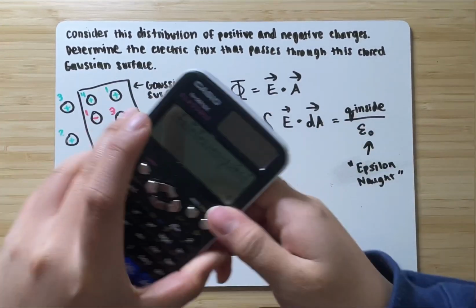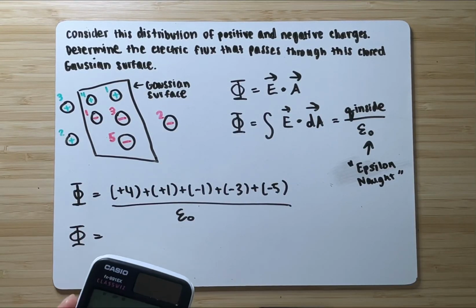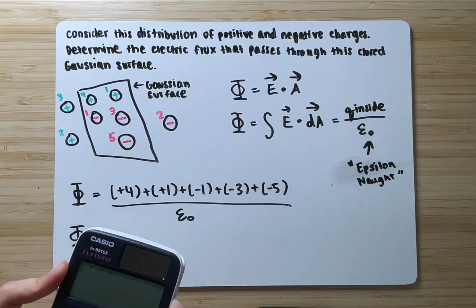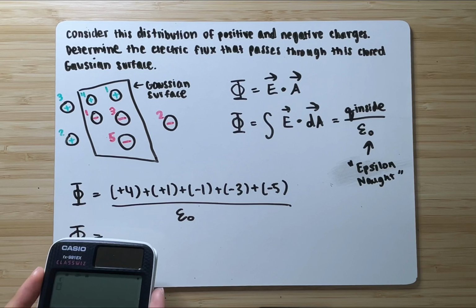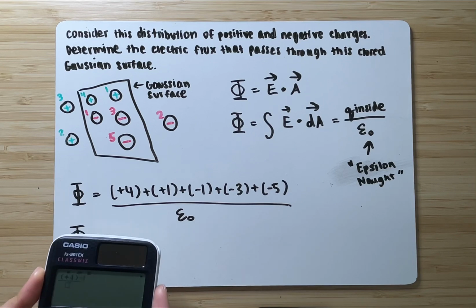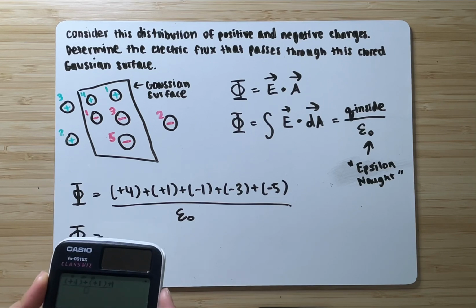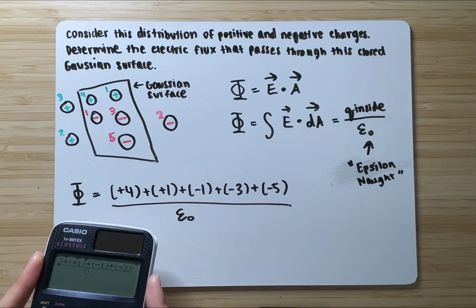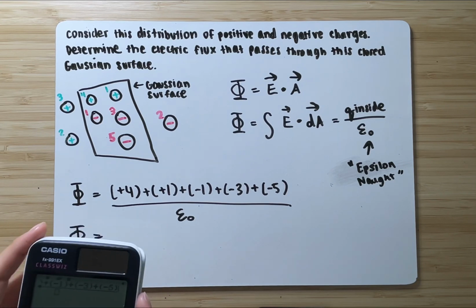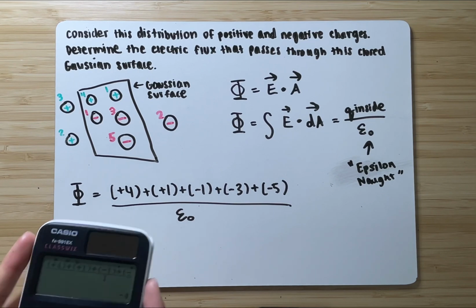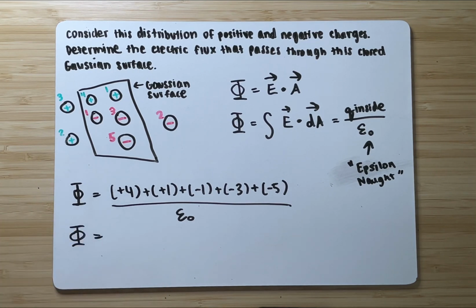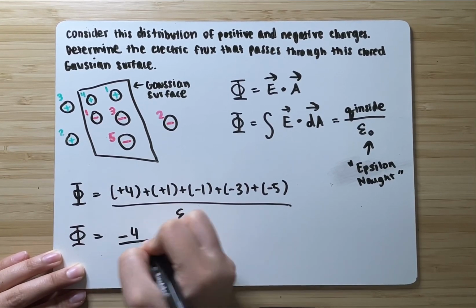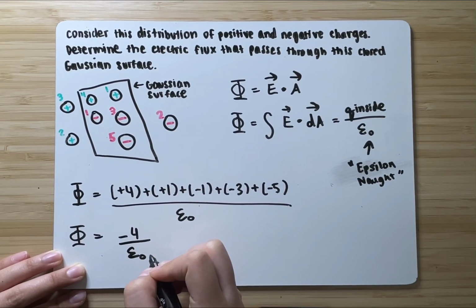So just to fact check, let me plug this into the calculator. So our answer was negative 4, right? So let's put all these into the calculator. Positive 4 plus positive 1 plus negative 1 plus negative 3 plus negative 5, over 1, is equal to negative 4, okay? So you have a negative 4 over epsilon naught.